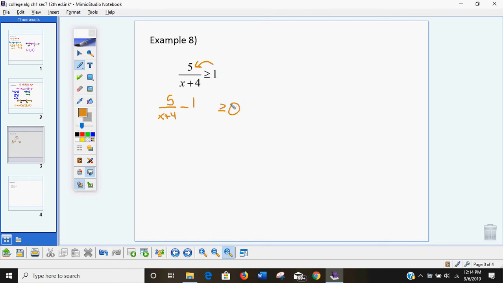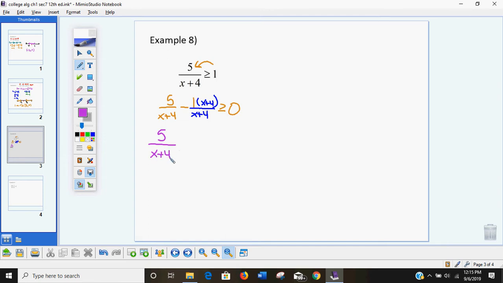Now, the reason I left some space is I know that I need a common denominator. And the only denominator I see is x plus 4. So I need to multiply the top and the bottom by x plus 4. And that will give me a common denominator. So let's do that. The next step, I'm going to bring down my 5 over x plus 4.